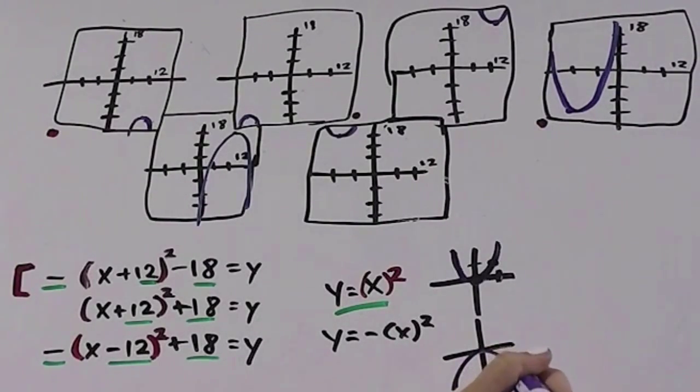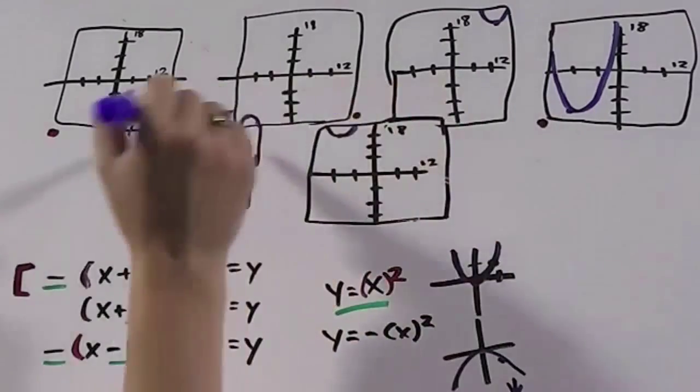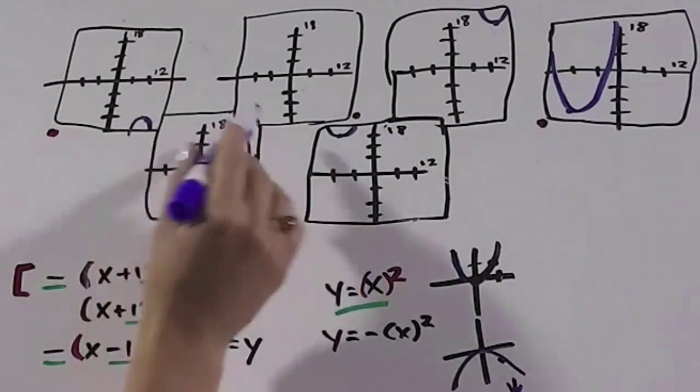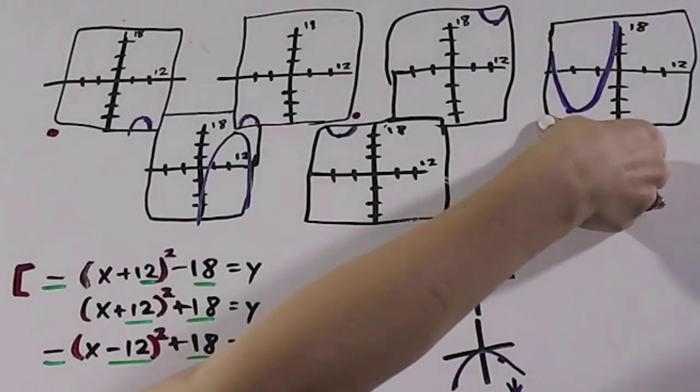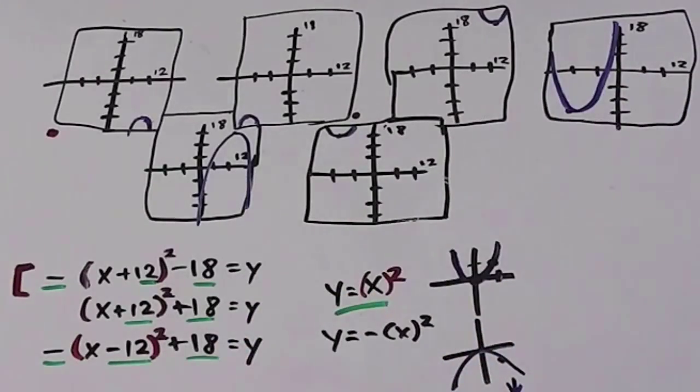So what does that tell us? That tells us that our graph should be pointing downwards. So how many of the graphs that we've selected as options are pointing downwards? Well, just these two. So let's get rid of that. That's no longer an option.